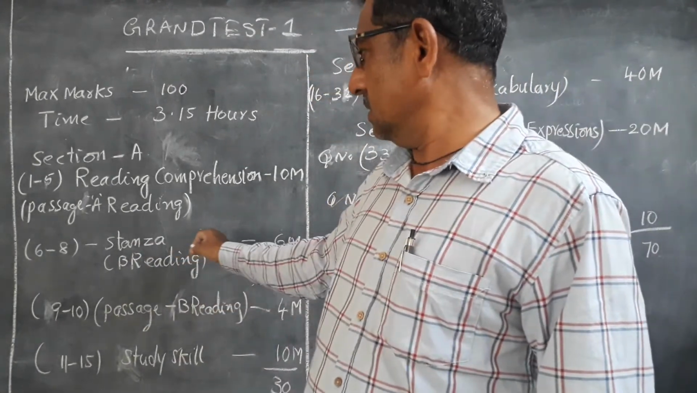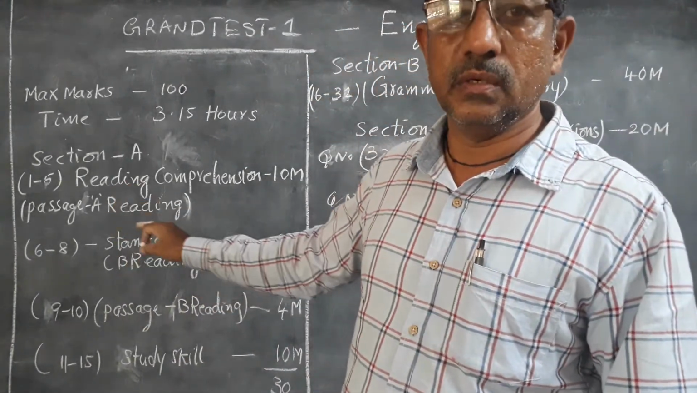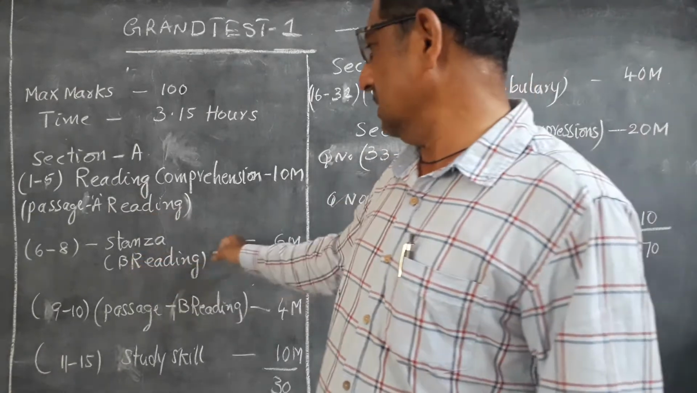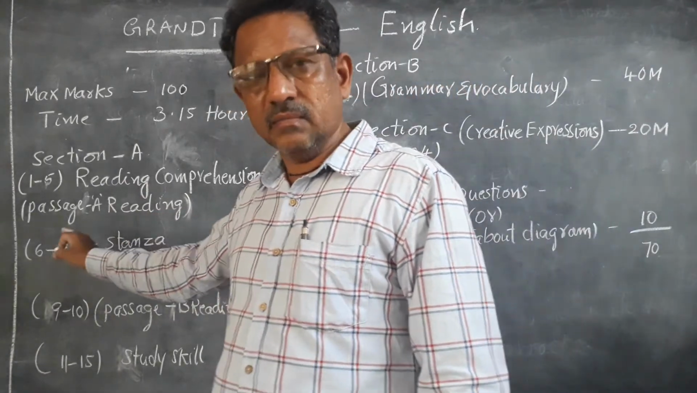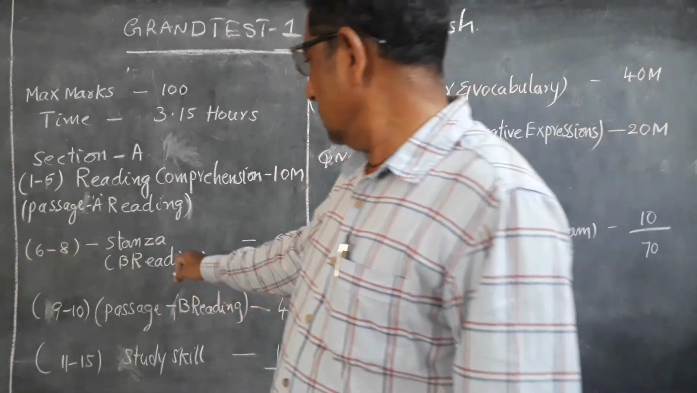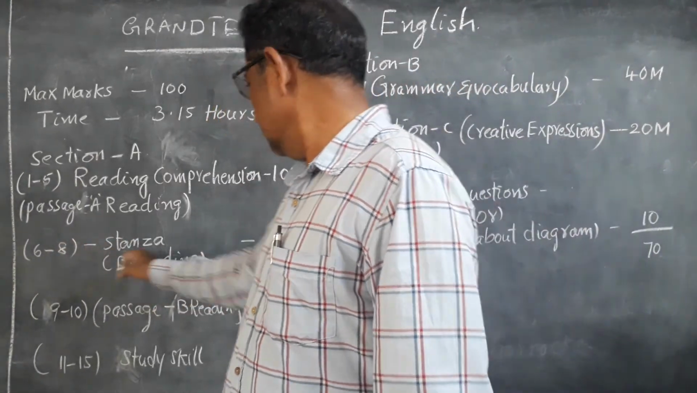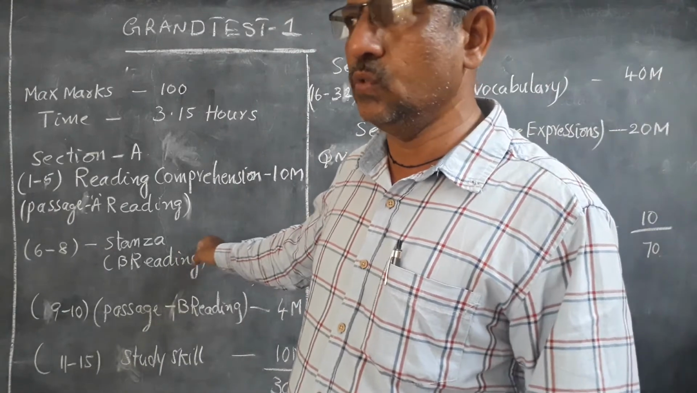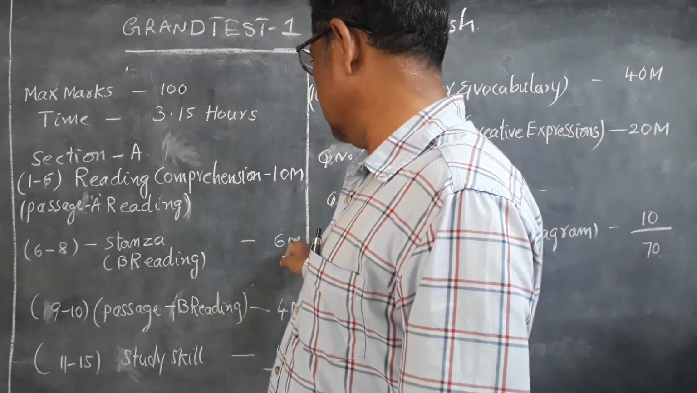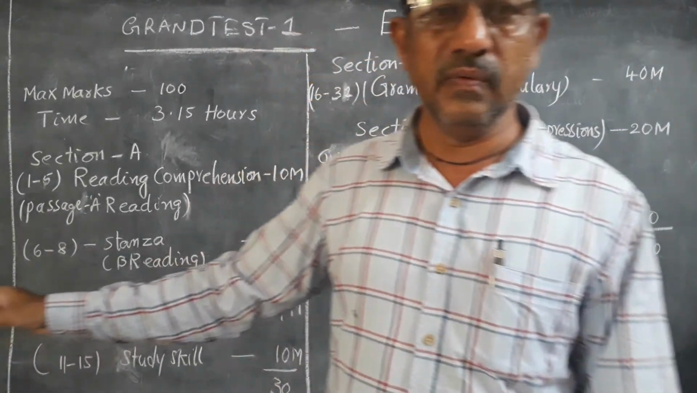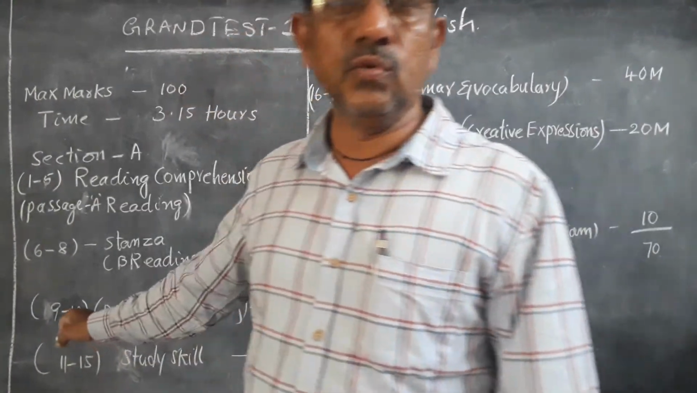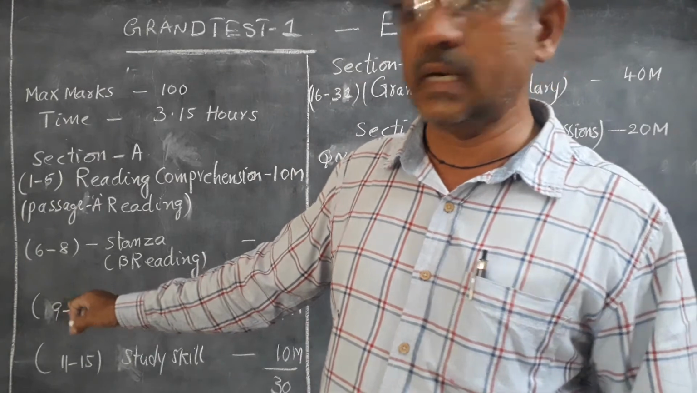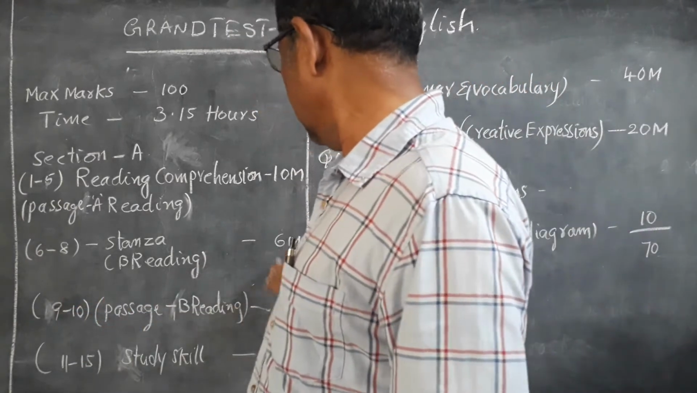Next, second passage is either a stanza or prose passage. Here, 6 to 8 from B reading, stanza. 3 questions are given. Each question carries 2 marks. 3 into 2, 6. Again, one passage is given. Below the passage, 2 questions are given. Each question carries 2 marks. 2 into 2, 4 marks. Total 10 marks.